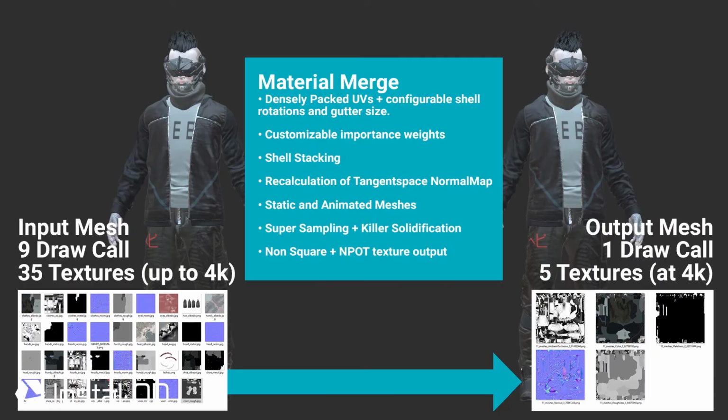Material merging is used to reduce draw calls and texture memory overhead. Instead of needing 9 draw calls and 35 textures, we can reduce this to 1 draw call and 5 textures, which makes rendering the object much lighter without having to reduce the polygon count.